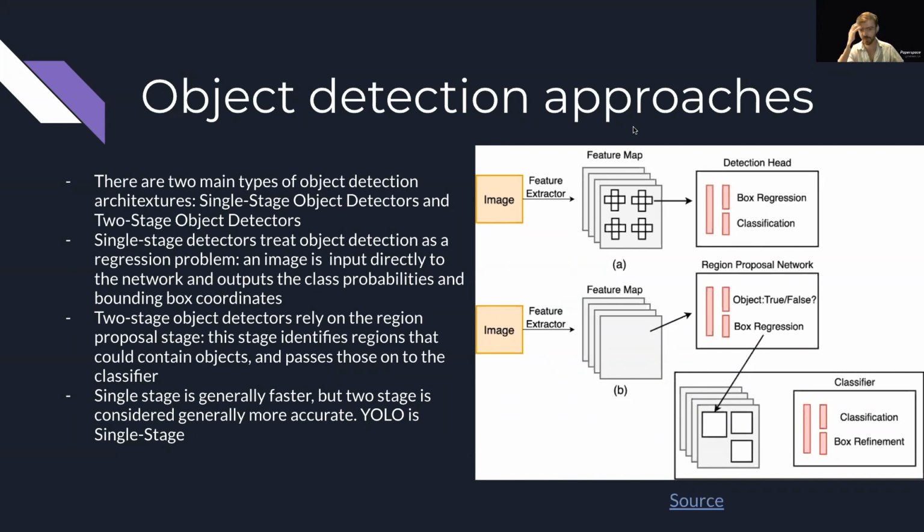So there are 2 main object detection approaches. Tim asked a good question. Does one happen before the other? In YOLO, they are simultaneous. And I'm going to actually get into that right now.